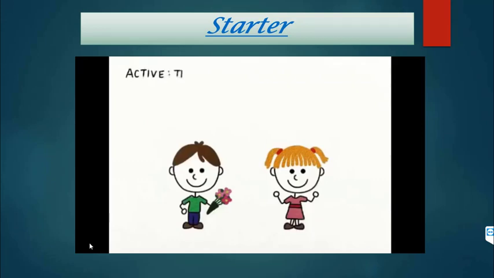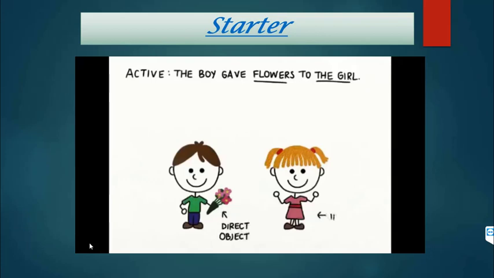Sometimes a sentence can have more than one object. For example, the boy gave flowers to the girl. We have two objects in this sentence. Flowers are the direct object, and the girl is the indirect object.